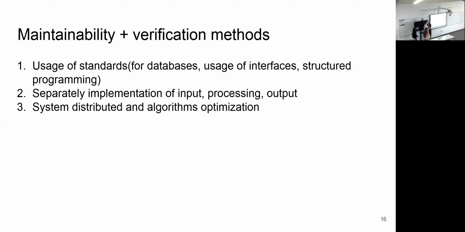The next thing is separate implementation of input, processing of the data, and output. So it should be divided into different modules, and it's a good way to code. And the system should be well distributed. It means low coupling, high cohesion, and algorithms should be optimized.